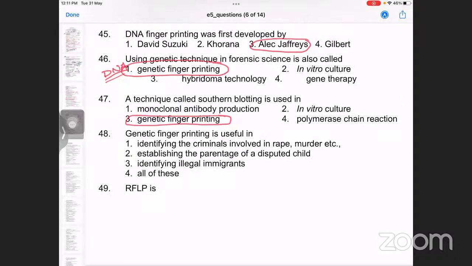Genetic fingerprinting is useful in identifying illegal immigrants, establishing parentage and dispute of child, identifying crimes, all of these. Okay, so genetic fingerprinting is used in clarifying doubts or solving cases like criminal investigation, parental dispute, and illegal immigration.